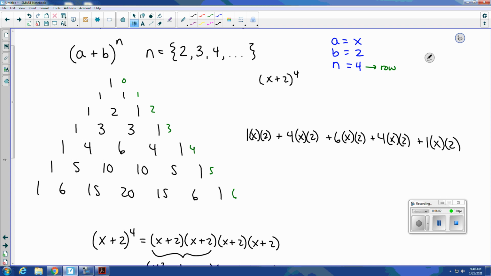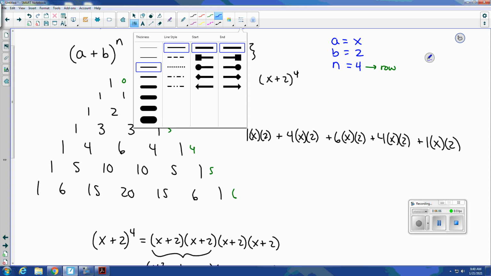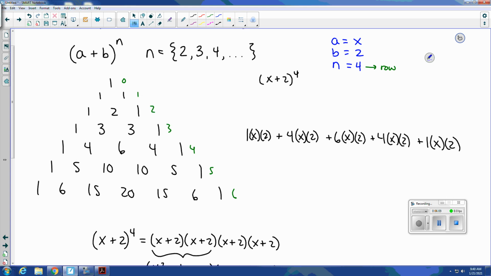The last thing you want to do is insert the necessary exponents. The exponents for your a, so we'll make a note, exponents descend. For b, the exponents ascend. Okay? Starting from the n value or starting from 0. So we'll say descend from n or ascend from 0. So these are the notes you want to have for that binomial expansion.